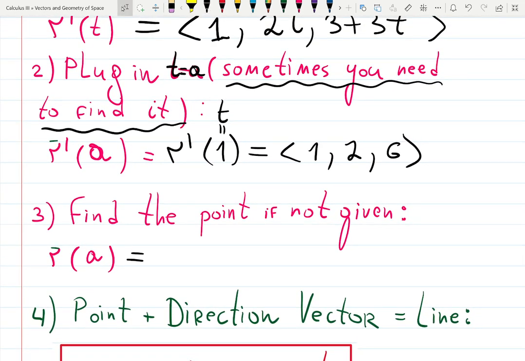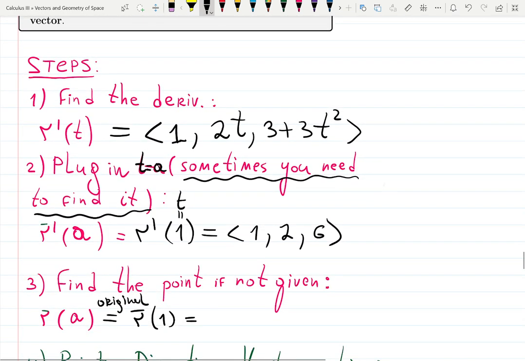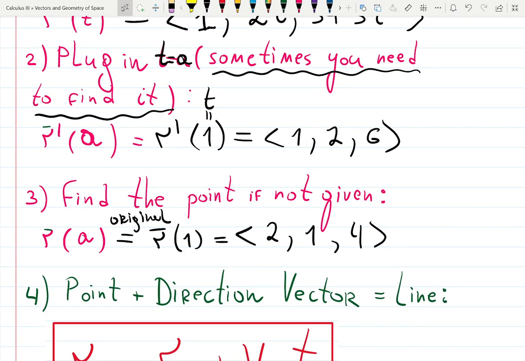So plug into the original. So this is the original vector. It's going to be r at 1, not r prime, the original one. The original one is here. Where is it? 1 plus t, 1 plus 1 is 2. 1 squared, and then 3 plus 1, which is 4. So we remember what we need. We need to build the line. We need a point. And so we have 2, 1, and 4.